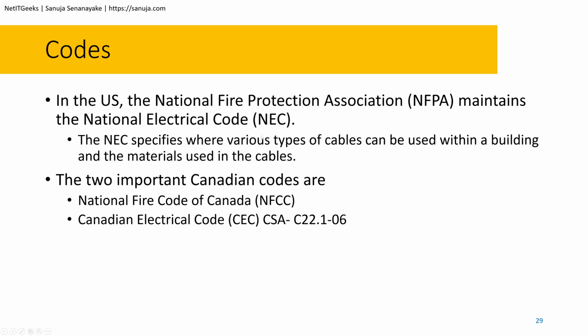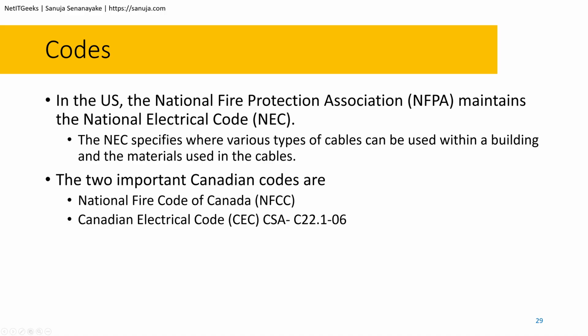And codes are basically like laws. Those are actually laws. In Canada, for example, there are two important Canadian codes we use. One is called the National Fire Code of Canada, known as NFCC, and the other is the Canadian Electrical Code, known as CEC. Again, NFCC and CEC are very close to the United States NFPA and NEC, but they are slightly different in a way that is specific to Canada.